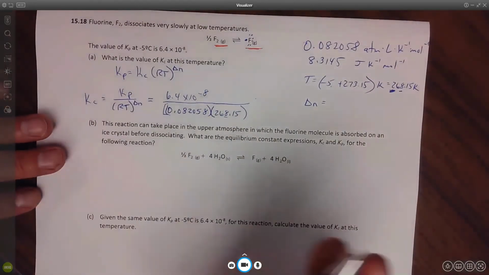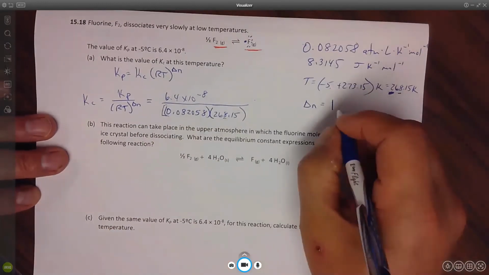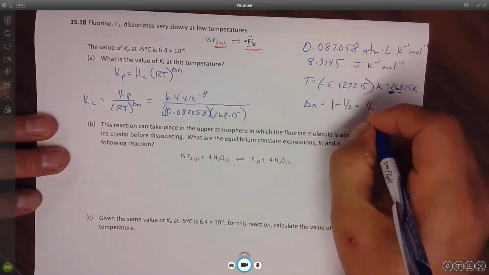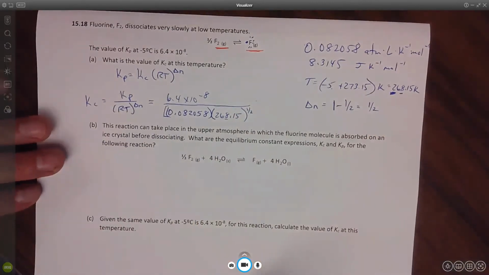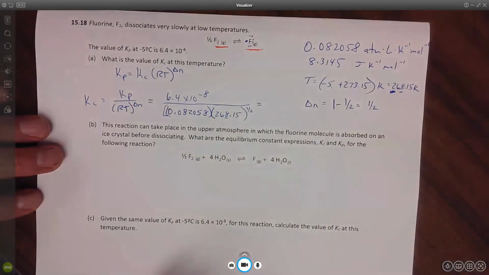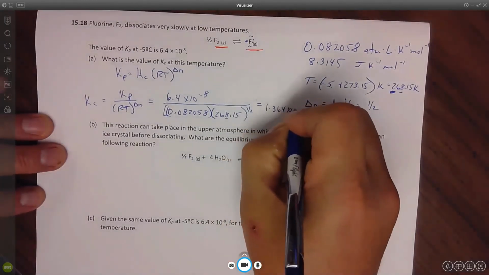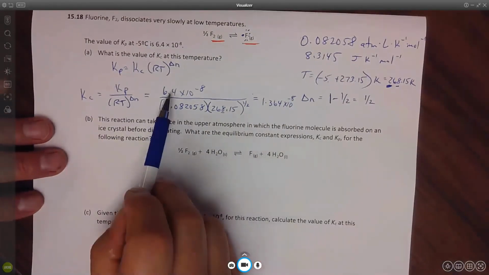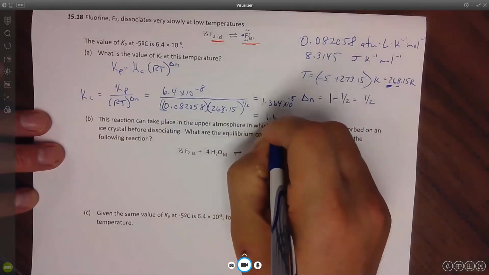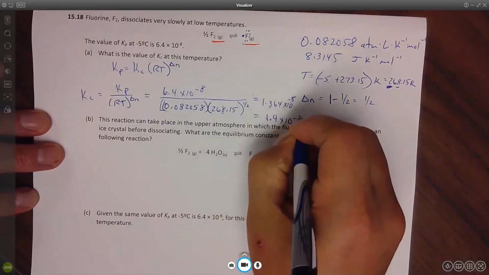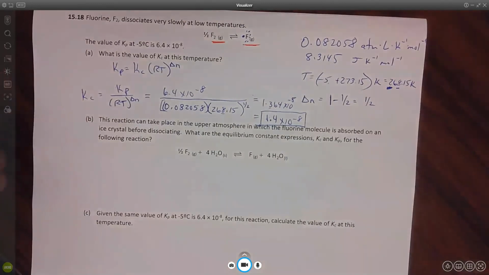So there's a gas, there's a gas. So it's products minus reactants. There's 1 mole of gaseous products, and we're going to subtract from that the 1/2 mole of gaseous reactants. And so we have a positive 1/2. So this is just to the 1/2. Plug that into your calculator, and you're going to get a value of 1.364 times 10 to the -8. This is just 2 sig figs, so it's going to be 1.4 times 10 to the -8. Okay, so that's our Kc from Kp.